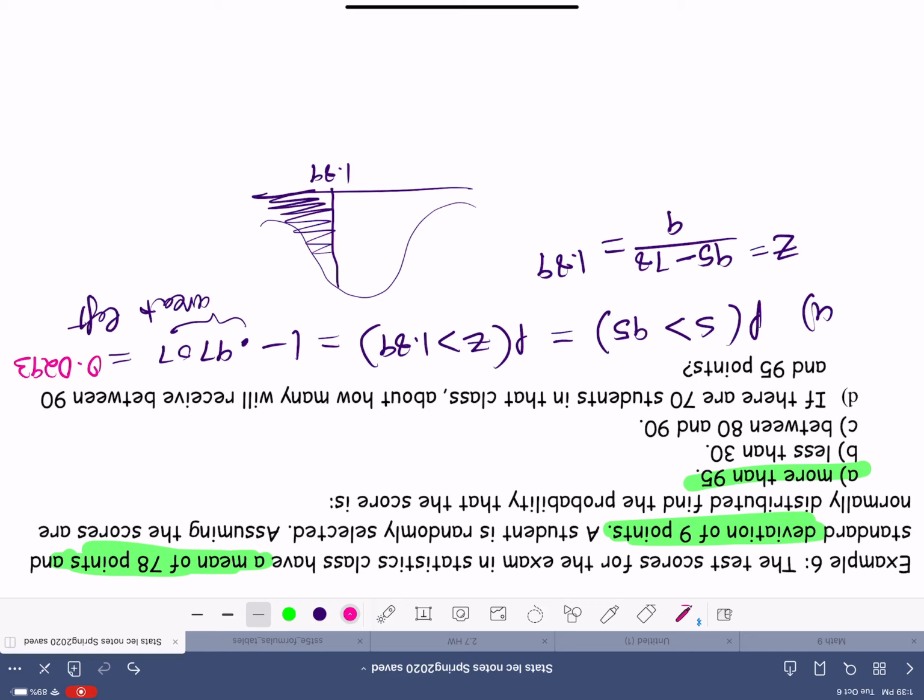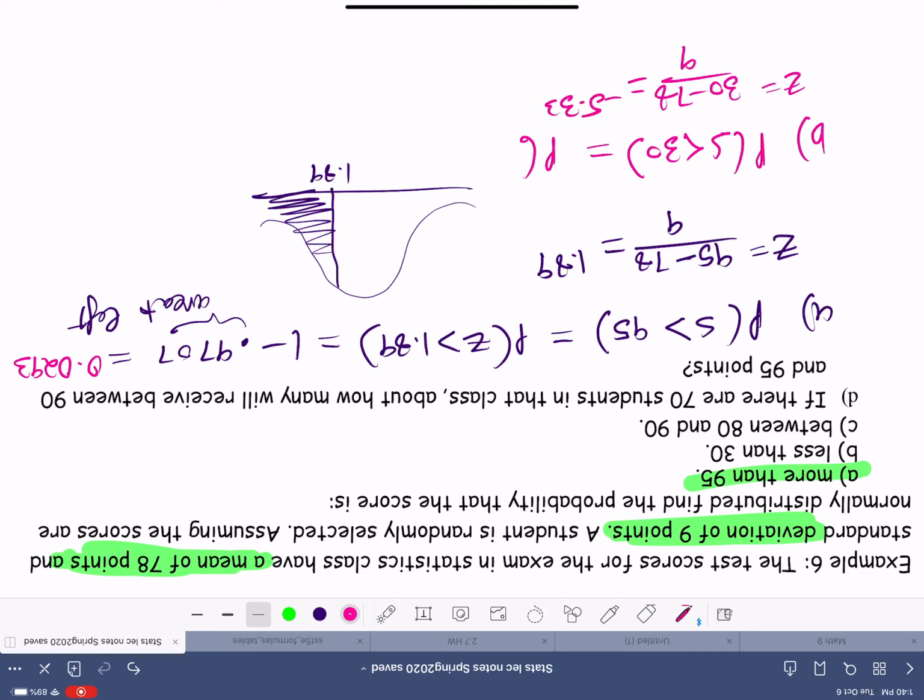0.0293. Okay. All right, next problem, part B. We want to find out the probability of selecting somebody whose score is less than 30. Well, I can see 30 is a very low score. First of all, I'm going to find the z-score for 30. So z-score would be 30 minus 78 divided by 9. That turns out to be negative 5.33.